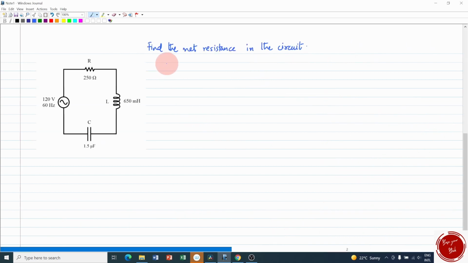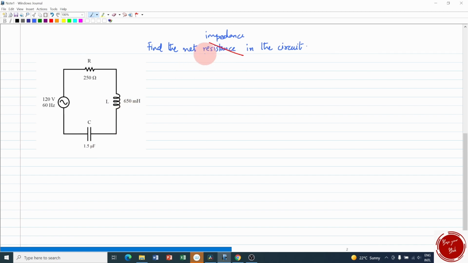So, let's take a problem. Find the net resistance in the circuit. The circuit has an AC supply, a resistor, an inductor and a capacitor. Actually, the exact term to find is the net impedance. Why? Because we have an inductor and capacitor too along with this resistor. If there were only resistors, the sentence would be correct. But since we have the other two components, an inductor and capacitor, the exact term to be used is impedance.